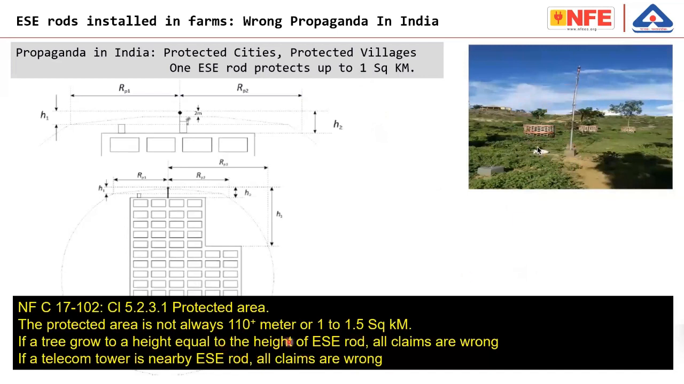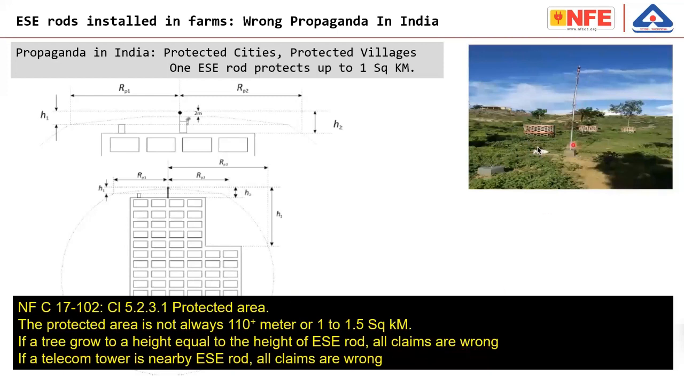And even if you read the NFC standard, the protected volume in this NFC standard, depending upon the level of protection, the rod, it is sometimes only 20 meters, 30 meters, even if you apply the formula. Anyway, those formulas are also not at all applicable, not explained or accepted anywhere. If a tree grows above the height of this ESE rod, then the claims are totally wrong because the lightning will go to the tree.